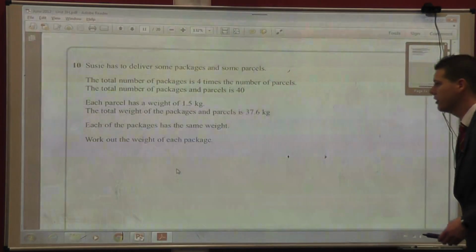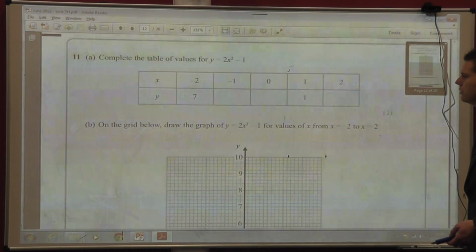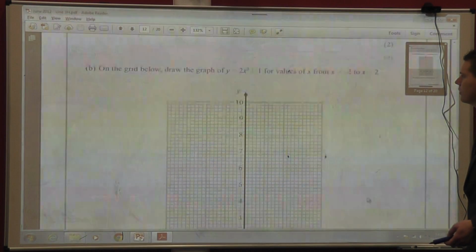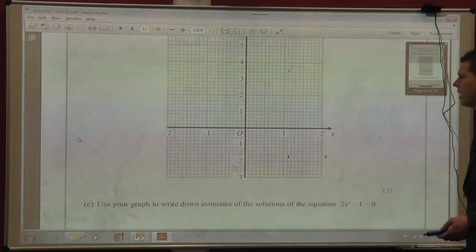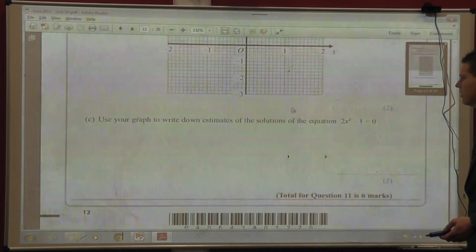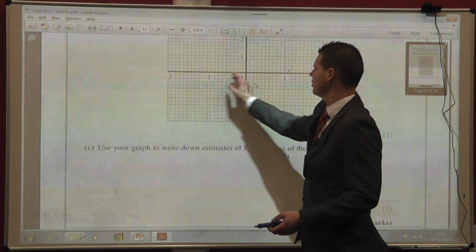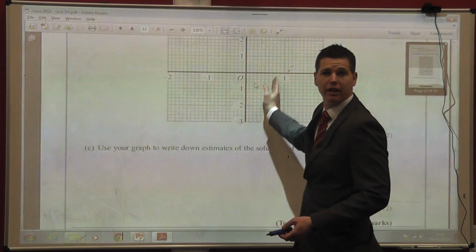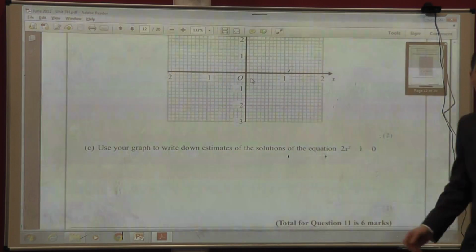On the exam you're going to do, you've got a table to draw. 2 marks for being able to just use a calculator to calculate the values. 2 marks for being able to draw it. And 2 marks for reading off at y is 0. So here, going across and finding out what values it crosses over that line. And again, that's another 6 marks.